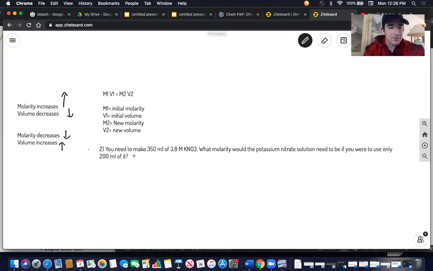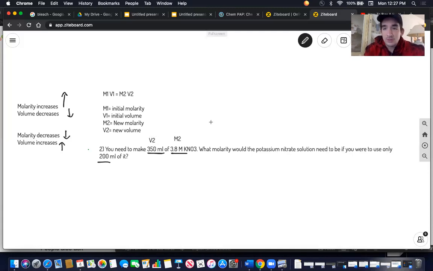So let's look at what we have in the equation. We have that, we've got that, and we've got that. We are trying to find what molarity the potassium nitrate solution needs to be if you were to use only 200 milliliters of it. It says I need to make something, so that's probably going to be M2 and V2. So let's label this as V2, and let's label that as M2 because it says I need to make it.